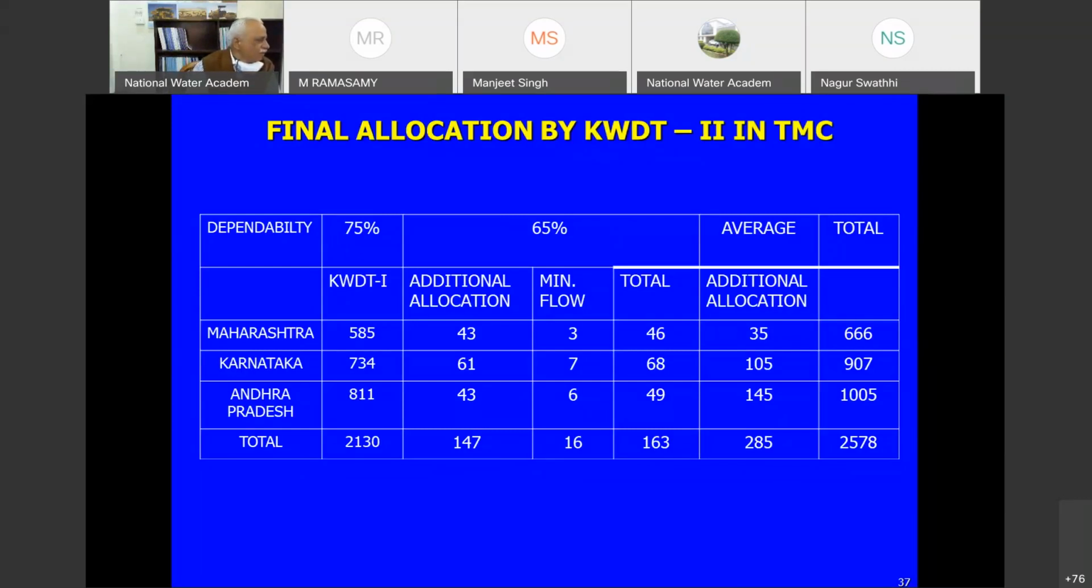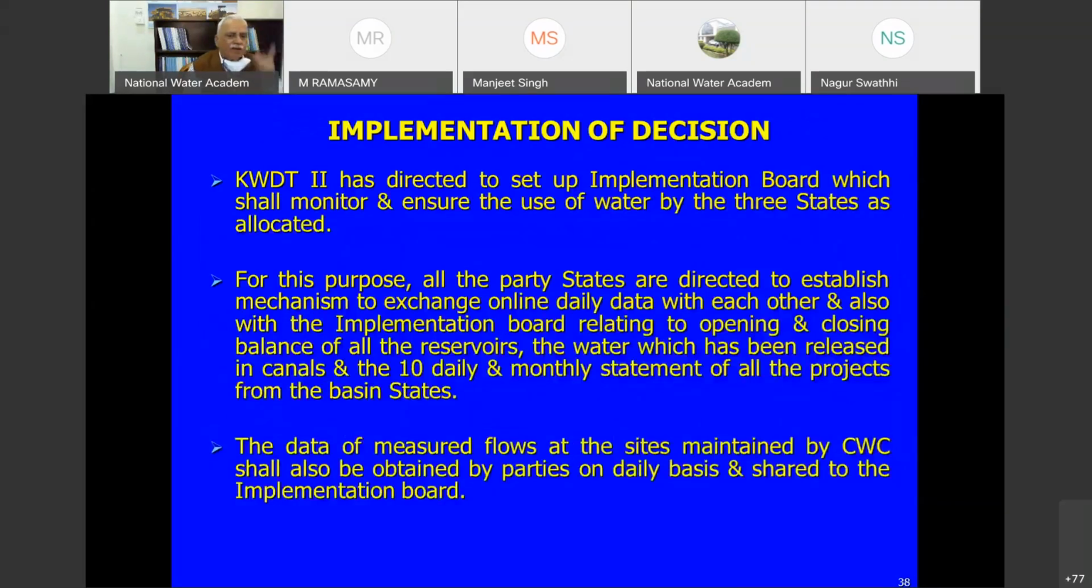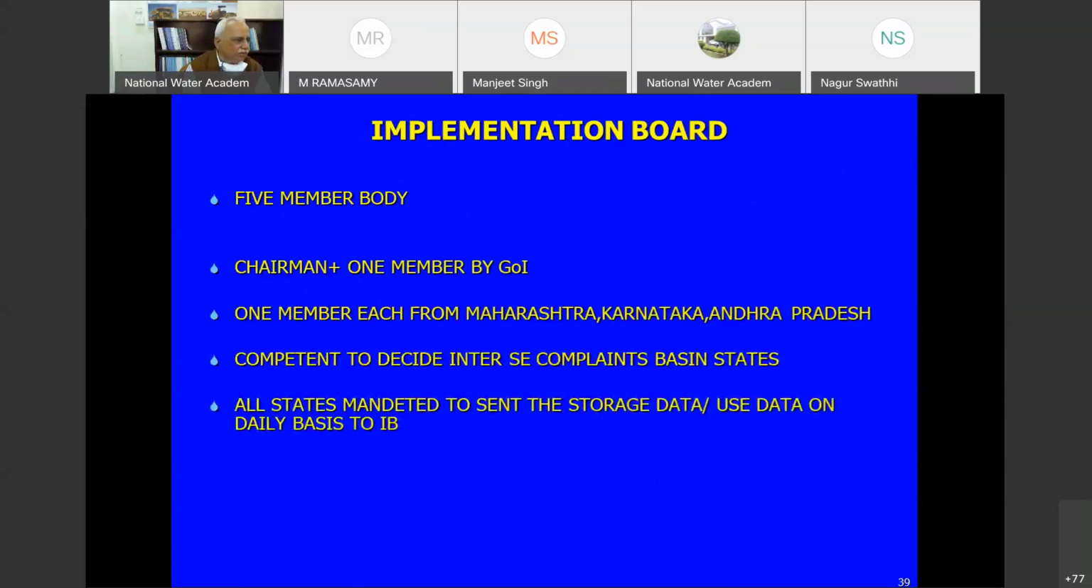The tribunal too has directed to set up an implementation board which shall monitor water use by the party states as per their allocated shares. For this purpose, all the party states are directed to establish a mechanism to exchange online daily data with each other and also with the implementation board relating to opening and closing balances of all the reservoirs, the water which has been released in canals, and the 10-daily and monthly statements of their projects from the basin states. The data of measured flows at the sites maintained by CWC shall also be obtained by the parties on a daily basis and shared with the implementation board as well as the party states.